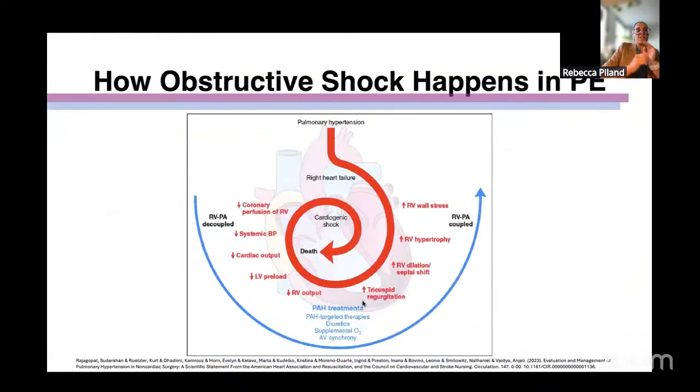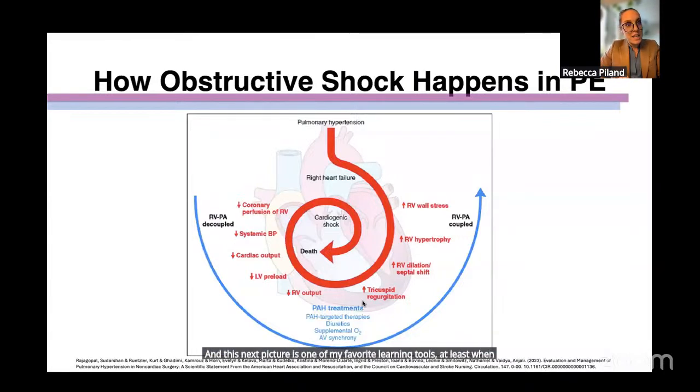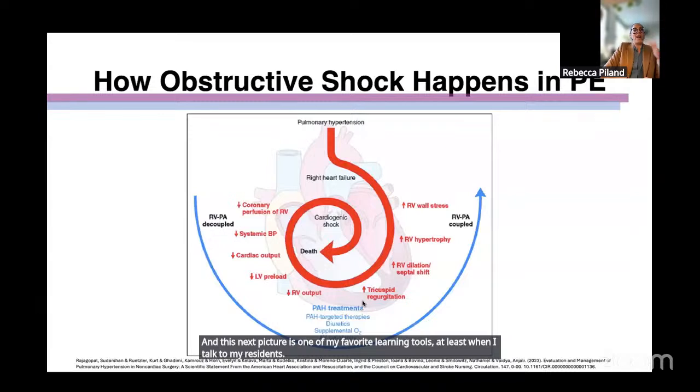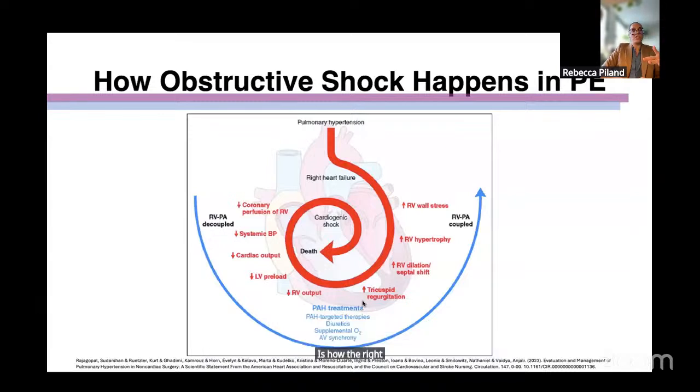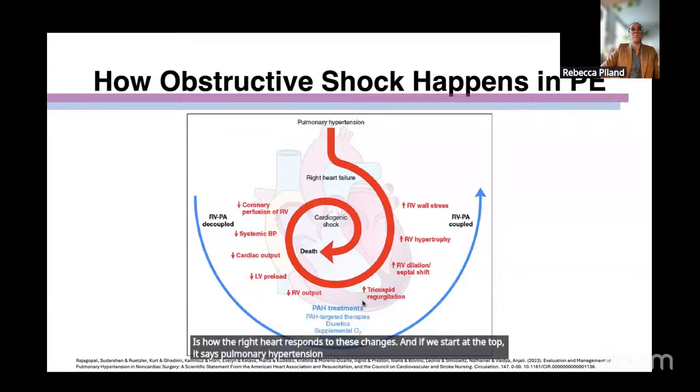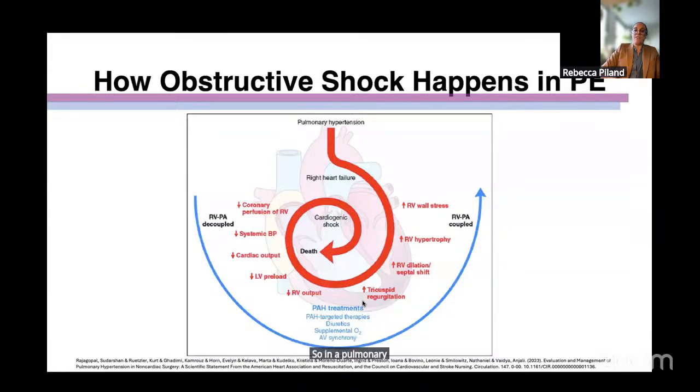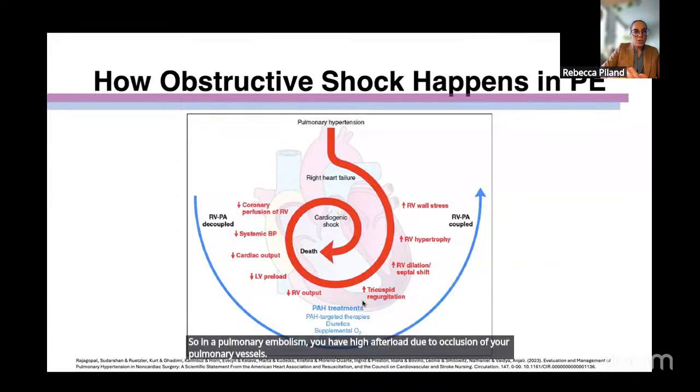And this next picture is one of my favorite learning tools, at least when I talk to my residents, showing how the right heart responds to these changes. If we start at the top, it says pulmonary hypertension, but essentially that's an afterload problem. So in a pulmonary embolism, you have high afterload due to occlusion of your pulmonary vessels. And let's follow the spiral down.